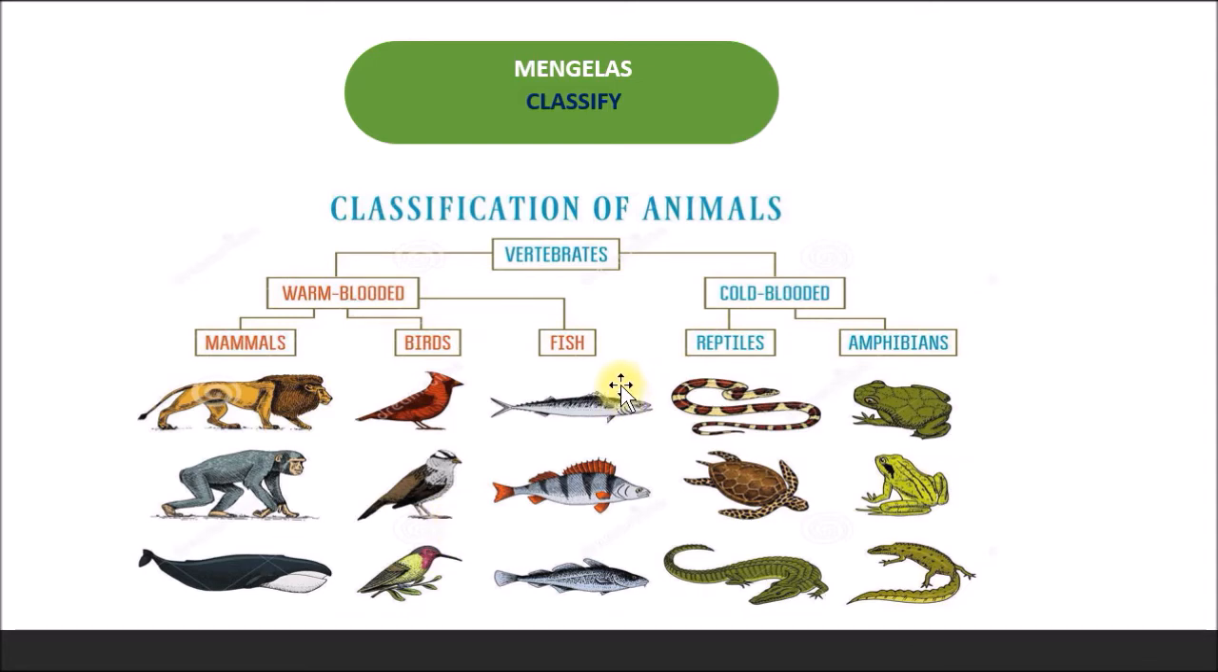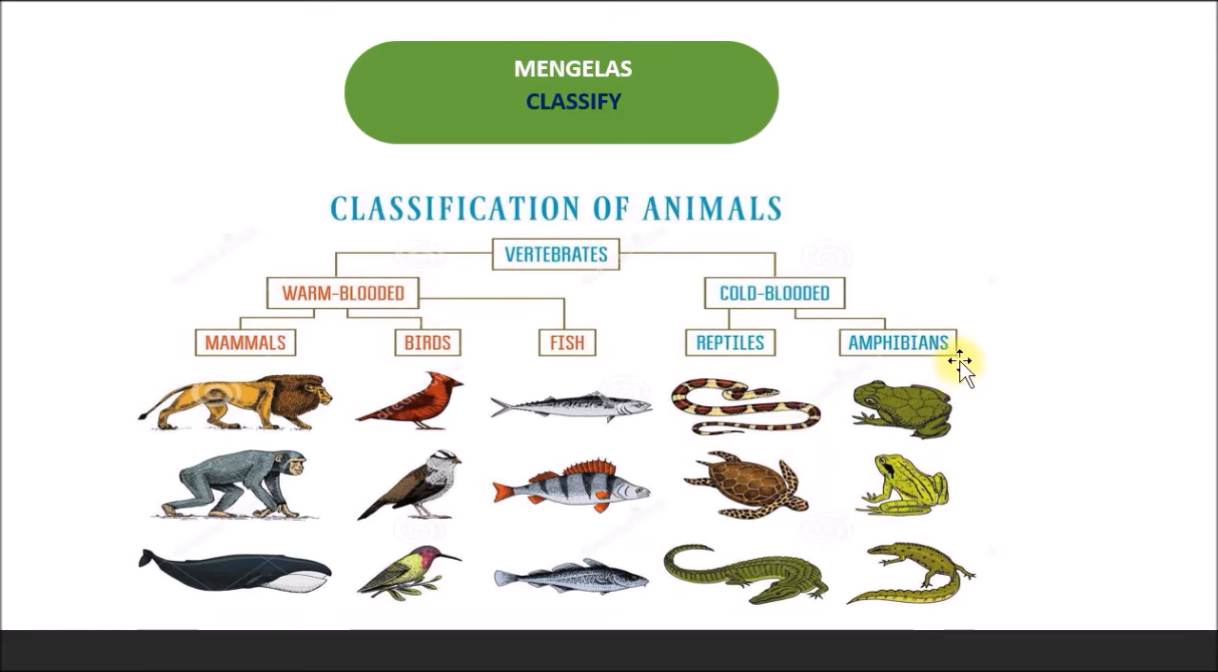Next is a group of fish. Alright, here are a few kinds of fishes, okay, and their similarity is the way they breathe. Okay, they are using gills, and also their features are the same. They have scales and also live in the water. Alright, the same characteristics for the reptiles are they are laying eggs, they have scales, and they can live in the water and also on land.